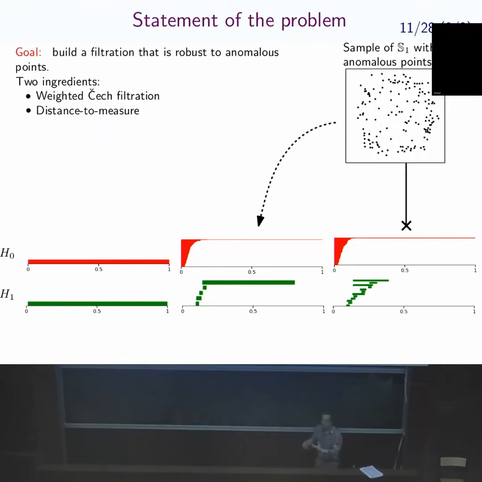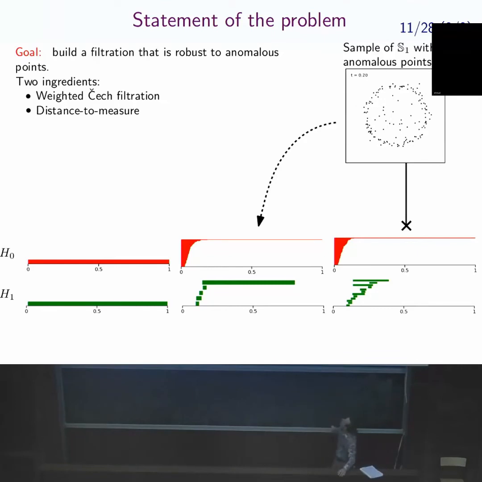So there is a need to modify this Čech filtration in order to obtain informative barcodes. And so the method we propose is based on 2 ingredients, a weighted version of the Čech filtration and the distance to measure. And in the end, it will look something like that. Okay.